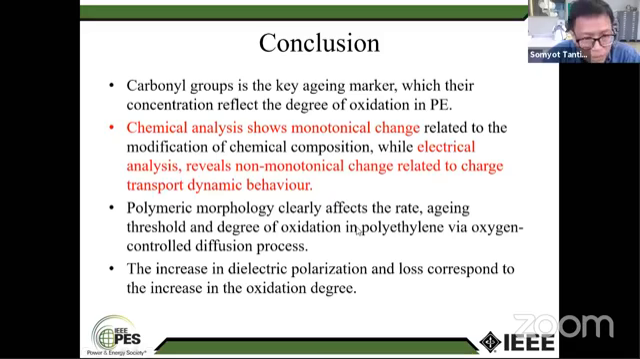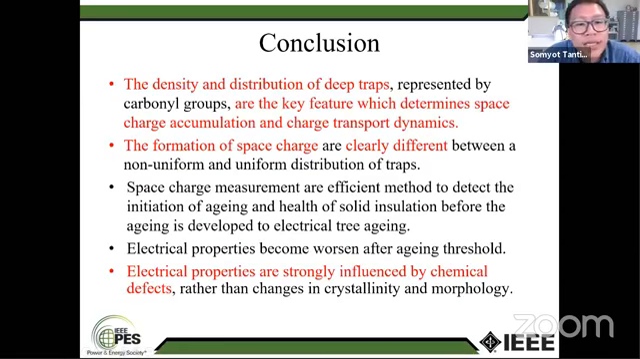And then the polymeric morphology clearly affects the rate of aging and the aging thresholds. The degree of oxidation in the polyethylene is related to different oxygen control and diffusion processes. The increasing dielectric polarization and loss correspond to the increase in the degree of oxidation. The density and distribution of the deep traps, represented by the carbonyl group, are the key features, as I said, which determine space charge accumulation and charge transport dynamics. As you can see, the change of the conductivity and space charge results. The formation of space charge is clearly different between non-uniform and uniform distribution of the traps.